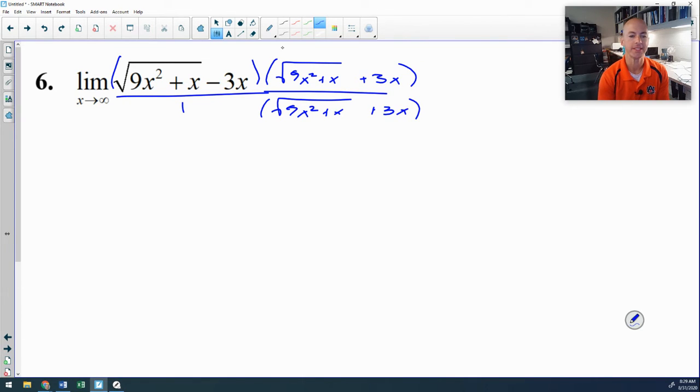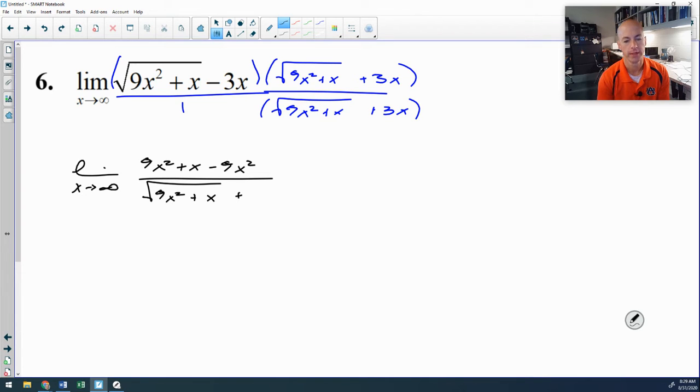Then we will expand the numerator. Those are my conjugates, so I'm going to expand the numerator. So limit x goes to infinity. Root stuff times root stuff is the stuff. So we have 9x squared plus x. Negative 3x times positive 3x is negative 9x squared, all over, then I have the square root 9x squared plus x plus 3x. My 9x squared subtract and go away in the numerator.